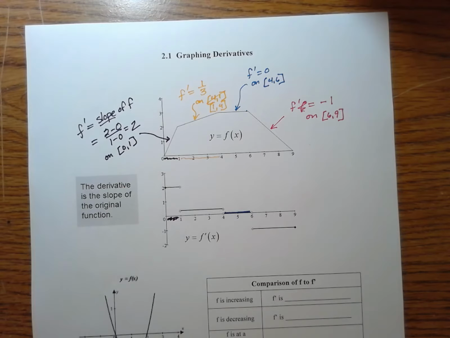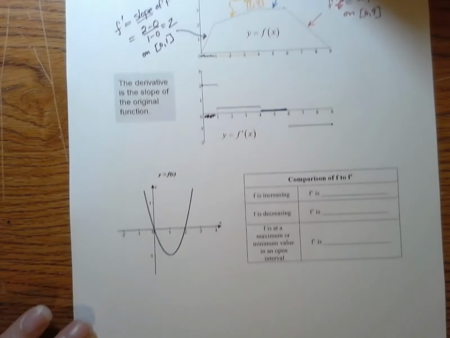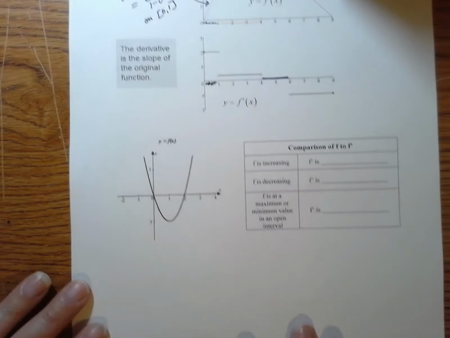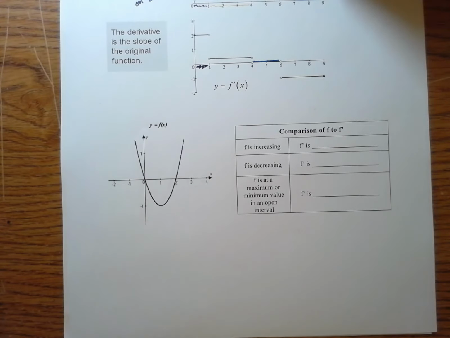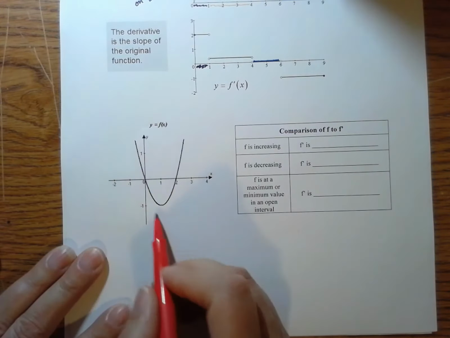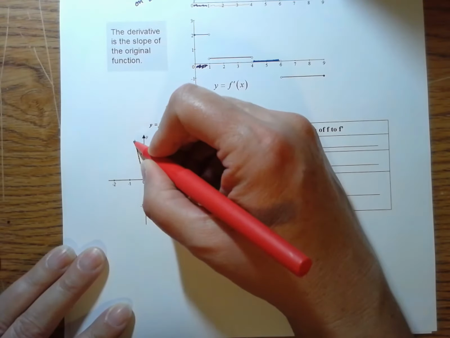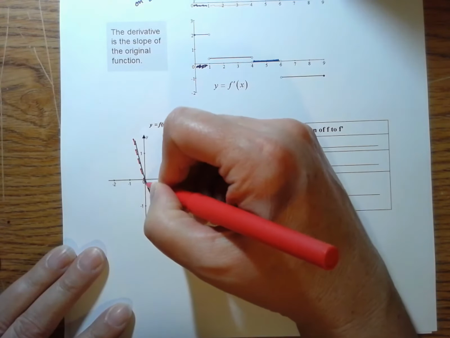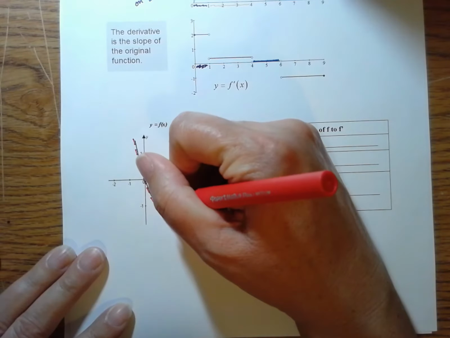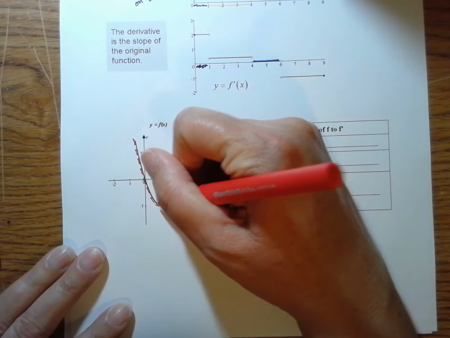So that's how you're going to do it. It's going to get a little bit challenging when you have a curve involved. So let's take a look at this parabola shape. Let's see if we can figure out what the derivative of a parabola or a quadratic would look like. First of all, you might notice that this parabola starts out decreasing. And if we draw little tangent lines in there, we can see that those slopes are negative slopes.